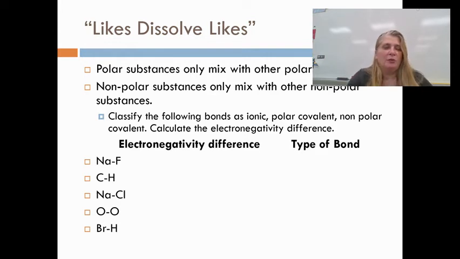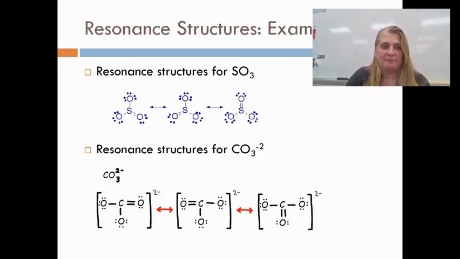So when you are classifying, you would go down and say, well, sodium and fluorine has a large electronegativity difference, so it is ionic. Carbon and hydrogen has an electronegativity difference of 0.4, so we classify that as nonpolar. Sodium chloride is ionic. Oxygen to oxygen is a nonpolar covalent bond. And bromine to hydrogen would be a polar covalent bond. So there's some examples of the different types of bonds.